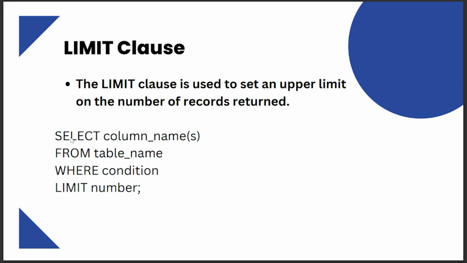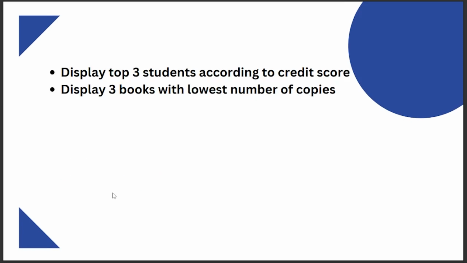So the syntax is select column names from table name, where condition, limit number. Let's see this with two examples. First one is: display top 3 students according to credit score.